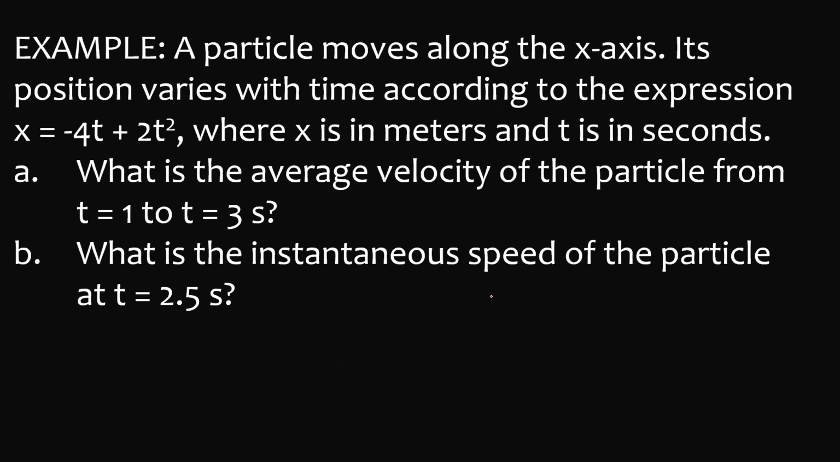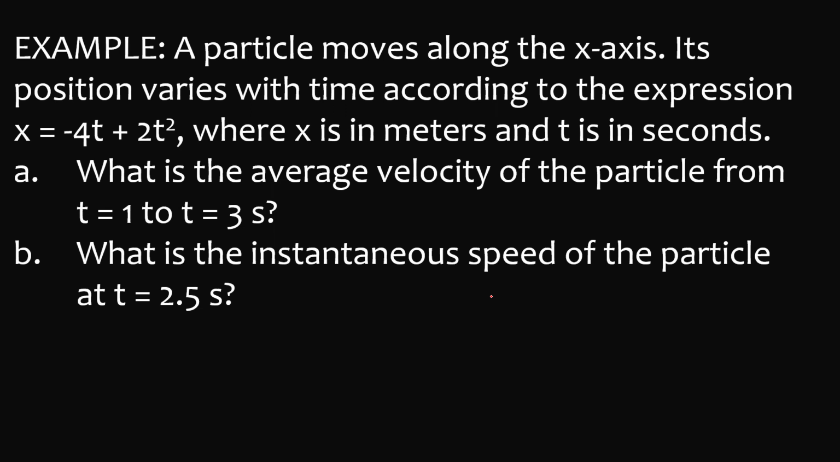Let's have an example. A particle moves along the x-axis. Its position varies with time according to the expression x is equal to negative 4t plus 2t squared, where x is in meters and t is in seconds. A: What is the average velocity of the particle from t equals 1 to t equals 3 seconds? Letter B: What is the instantaneous speed of the particle at t equals 2.5 seconds?